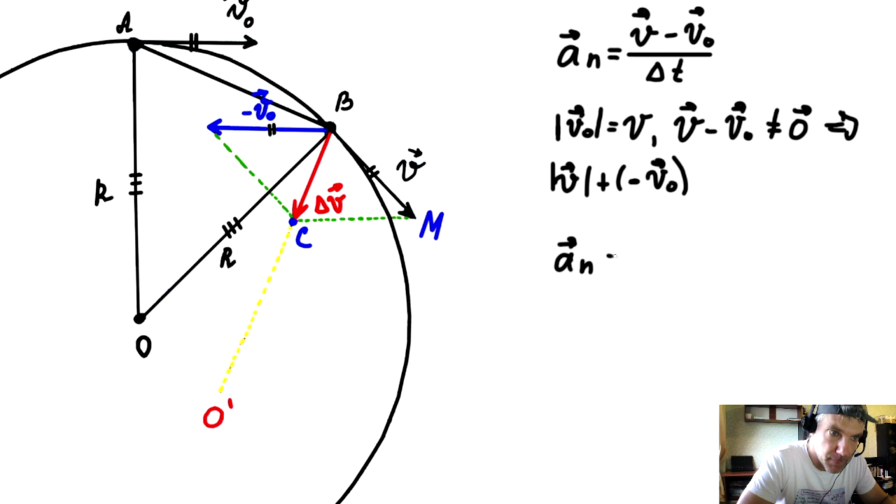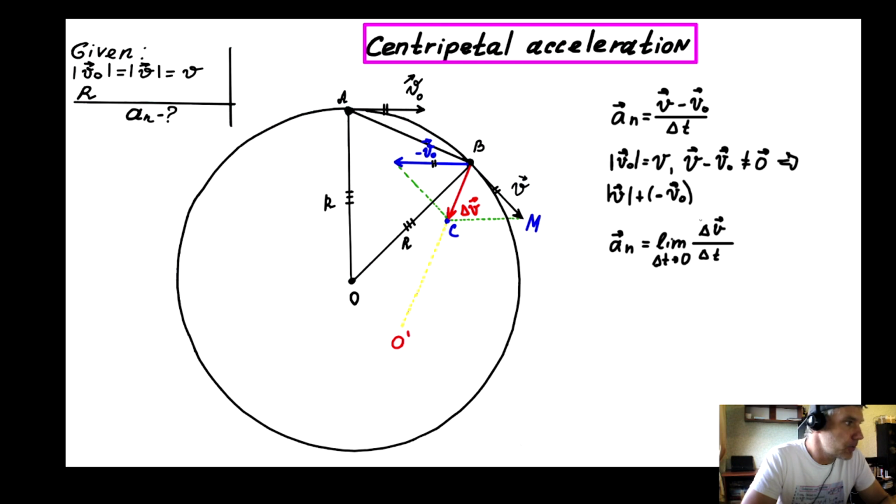And vector a is the limit as delta t tends to 0 of vector delta v over delta t. Now, let's think about what we can get out of this. First, if the time interval tends to zero, point B tends to point A. This means that the length of the arc AB is equal to the length of the chord AB. Second, in this case, delta v should aim at the center of the circle O, and as a result the triangle AOB will be similar to the triangle BMC.